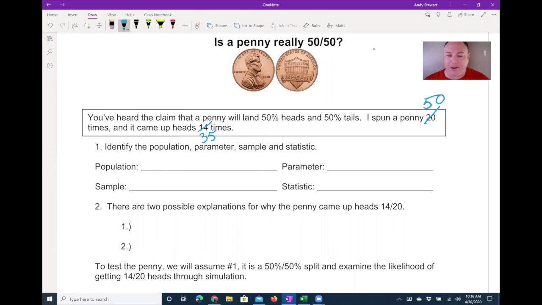So you've heard that a penny will land 50% heads and 50% tails. I spun a penny 50 times. It came up heads 35 times. So that's too many times, right? That would be a 70% rate.